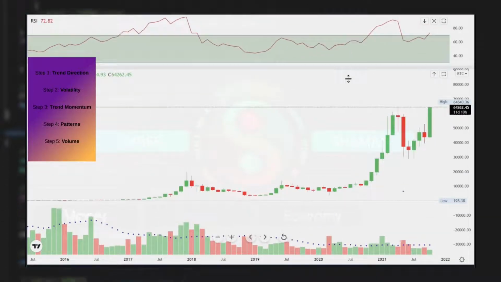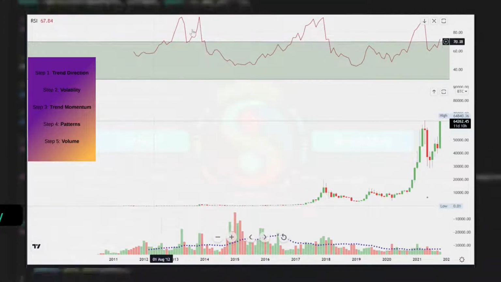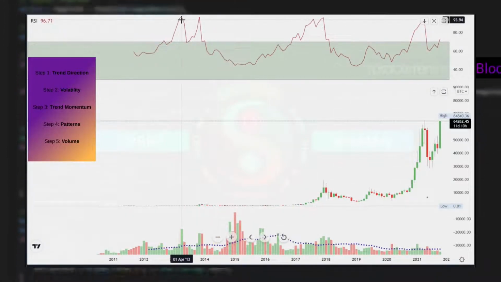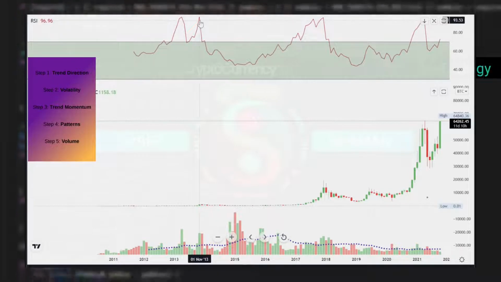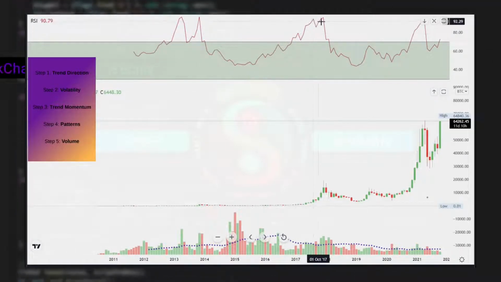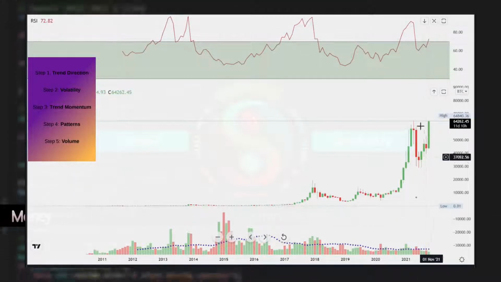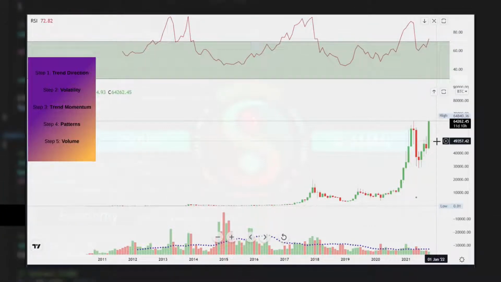To analyze the momentum, we check the RSI. And as you can see, historically the overbought area for the monthly chart is higher than 80% and usually 95%. We are currently at approximately 72 and have a long way to that point, despite a big green candle in the upward trend.